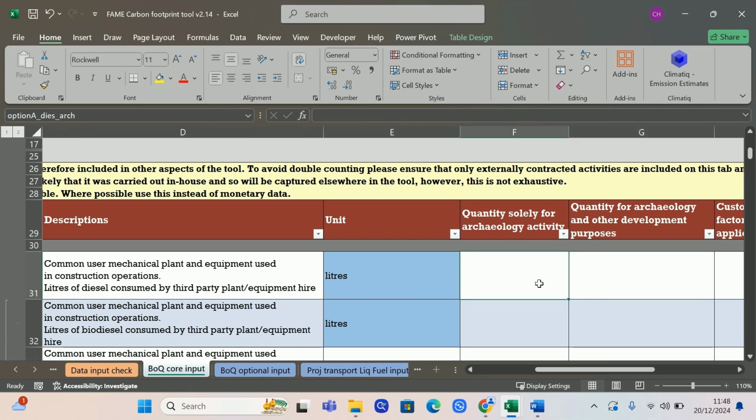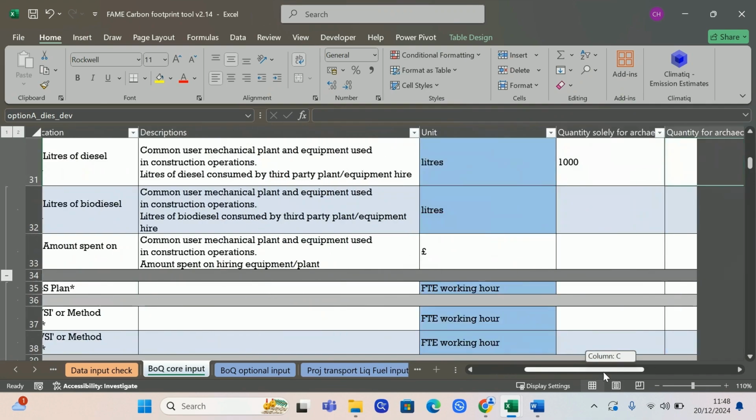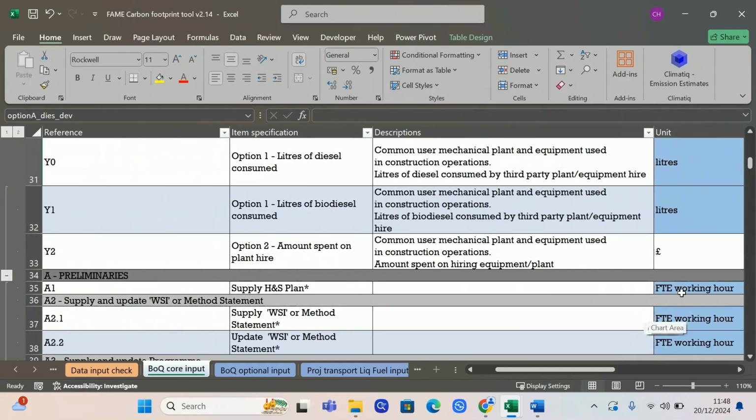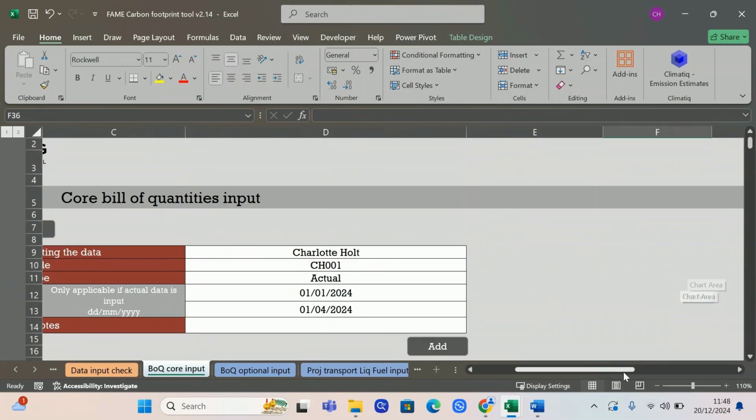But yeah, that's a brief overview. So let's just say we've got 1,000 litres, and let's leave that blank for now. And then I'll also demonstrate the ones with the asterisks, because the tool will warn you and check that you're sure.